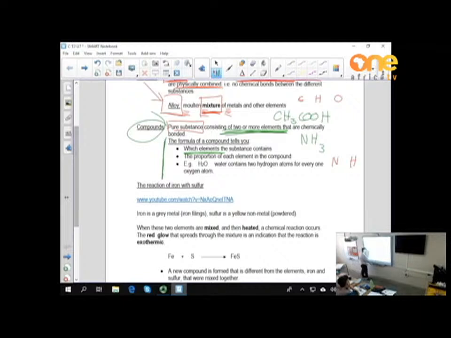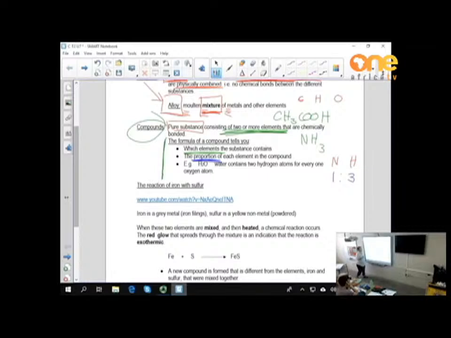It also tells us the exact proportion of each element in the compound. For example, in ammonia, the proportion of nitrogen is 1 to hydrogen 3, always. If I have a different proportion, if I had, for example, NH4, then I no longer have ammonia. I've got something else. Then I've got the ammonium ion. So the formula tells me exactly how many atoms of each element are in that compound.